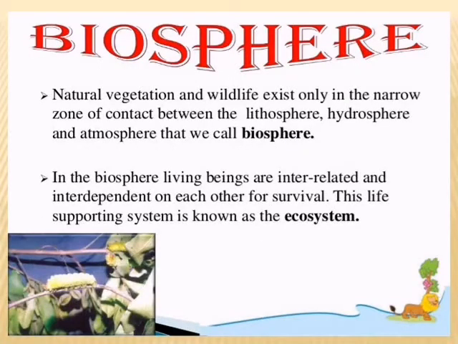Natural vegetation and wildlife exist only in the narrow zone of contact between the lithosphere, hydrosphere, and atmosphere that we call biosphere. It is a narrow zone where life exists. In the biosphere, living beings are interrelated and interdependent on each other for survival. This life supporting system is known as ecosystem.